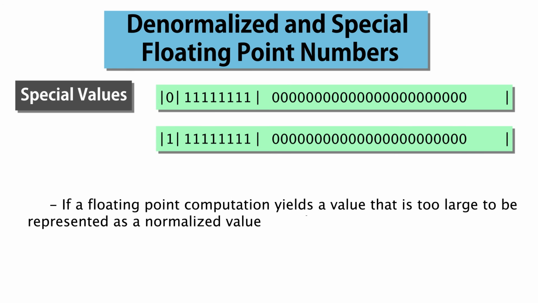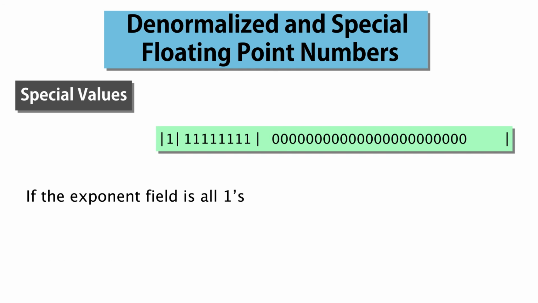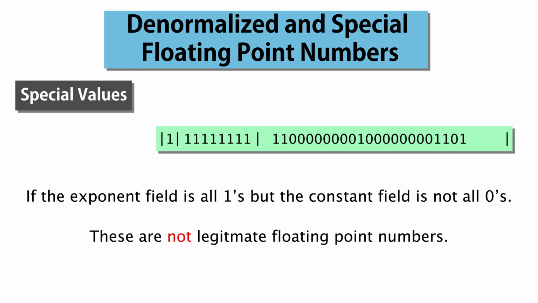If a floating point computation yields a value that's too large to be represented as a normalized value in either positive or negative direction, the machine may return a result of infinity with the appropriate sign. This is called saturation, and for many computations is often a better result than raising an error or returning a modular result, as in 2's complement arithmetic. If the exponent field is all ones, but the constant field is not all zeros, these are not legitimate floating point numbers. These are called NaNs, or not a number, in floating point jargon. If a computation returns a NaN, something has probably gone wrong.